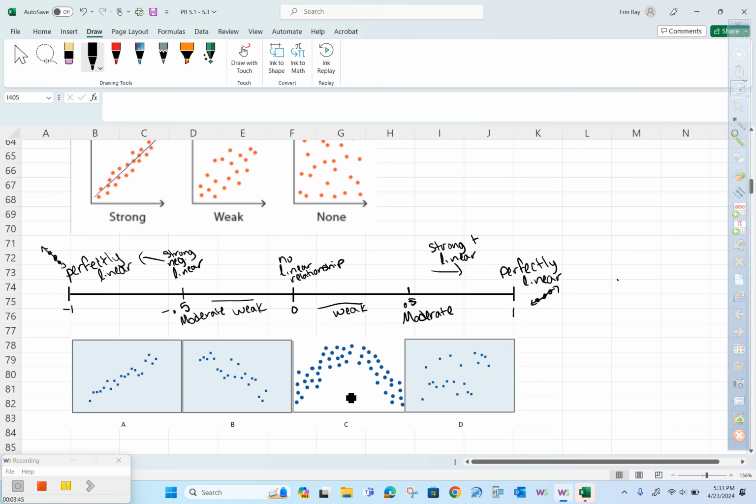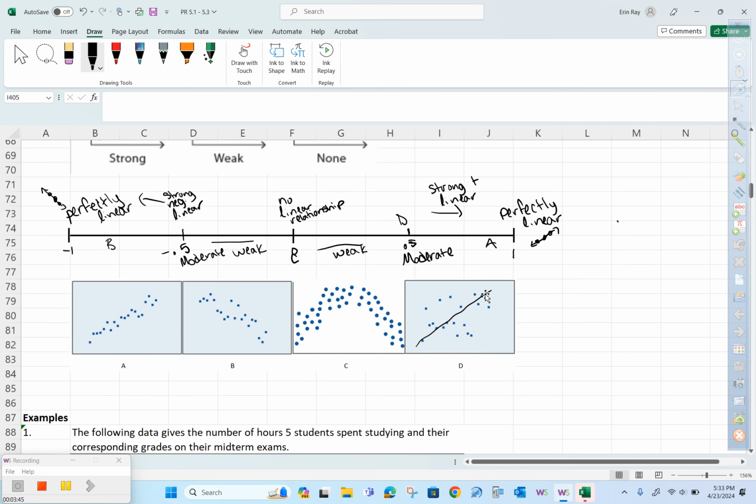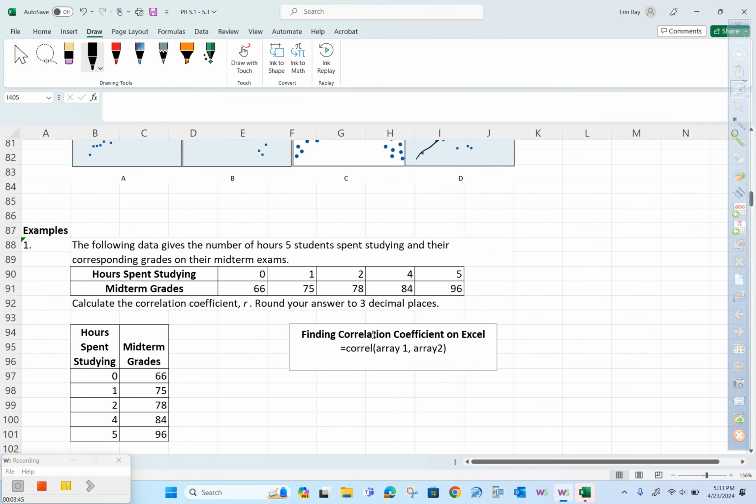And D, if you had to draw a line, it'd probably be positive, but it's not very strong. Okay, so D is somewhere in this moderate area. Okay, so that's kind of a visual for when you look through here of kind of what to expect for those R values.